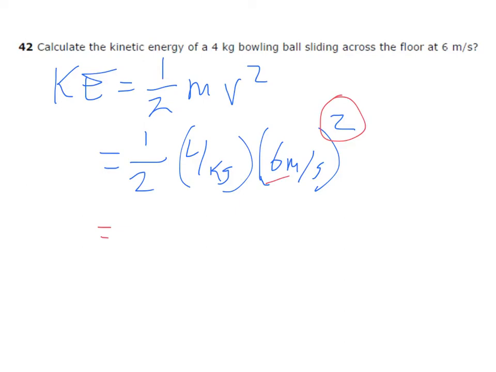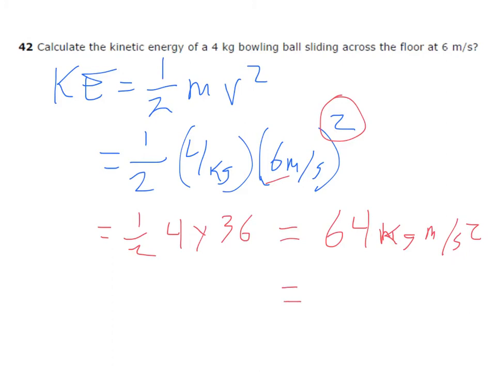When we total this up, we have 1/2 times 4 times 36, and we end up with 72, and our units end up being kilogram meters per second squared, and that is otherwise known as a joule. So our final answer is 72 joules.